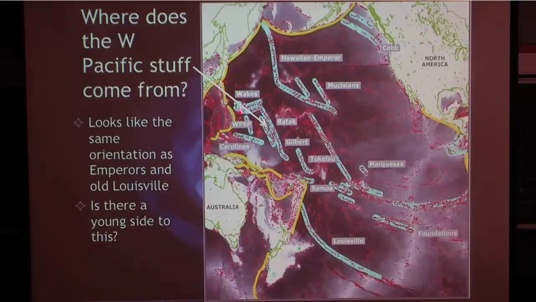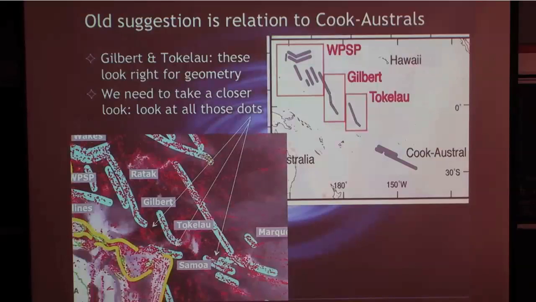So we have some stuff over here that seems to be angling the same way as the Emperors and the older part of the Louisville chain. So why don't we take a look over here? Where did this stuff come from? Where does it link to? Right? So is there a young end to that particular chain? This is where you probably figure out that I already know the answer to that. Or at least I'm going to try and convince you I think I know the answer to that.